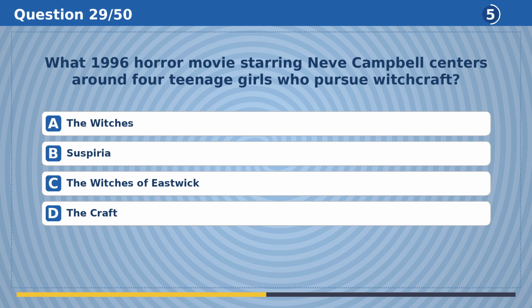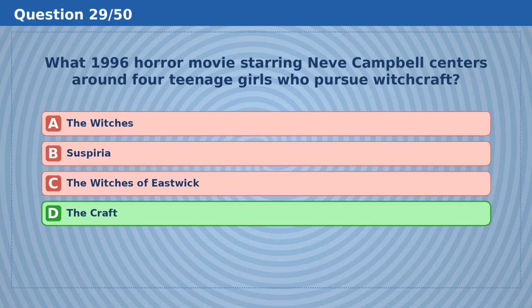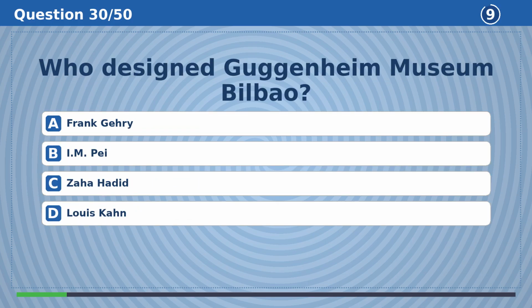What 1996 horror movie starring Neve Campbell centers around 4 teenage girls who pursue witchcraft? The answer is D, The Craft.